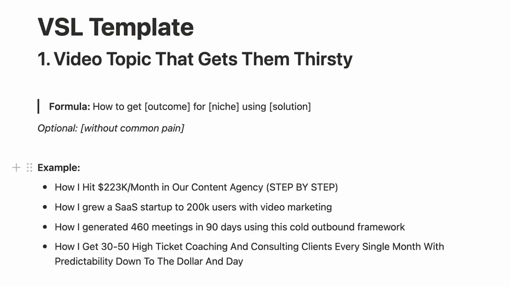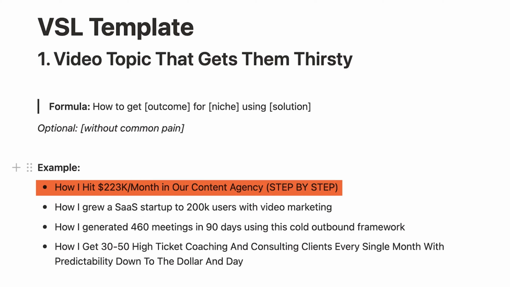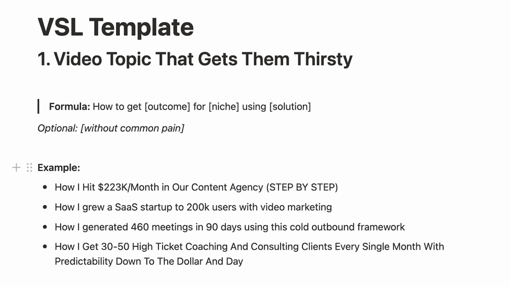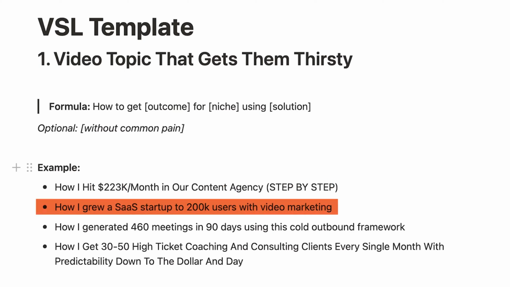Here's the simple formula you can use: how to get outcome for niche using solution, and sometimes you can say without a common pain point. More specifically, how to generate 200K per month for this niche, which is our content marketing agency. Or this is my example, how I grew a SaaS startup, which is my niche, to 200,000 users, which is the result, using video marketing, which is the vehicle.